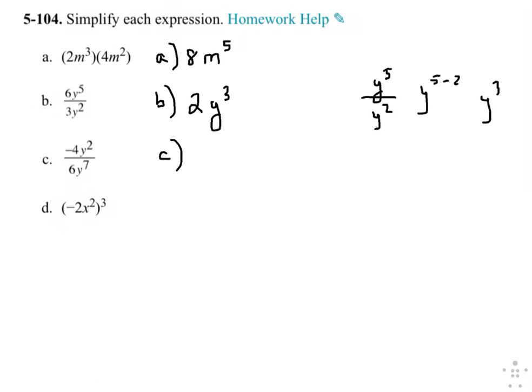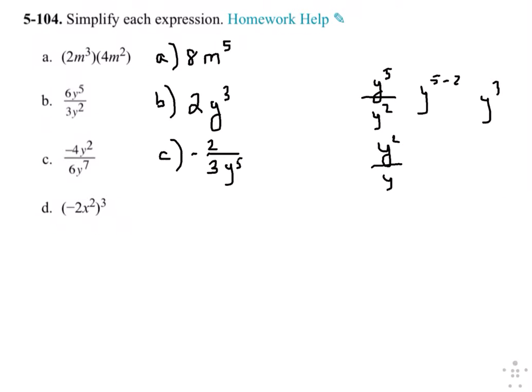For C, negative 4 over 6 becomes negative 2/3, right? Don't forget to simplify those. And then I have 7 y's on the denominator and 2 y's in the numerator. So I have y to the fifth left here. So I take that shortcut. You could take this approach.